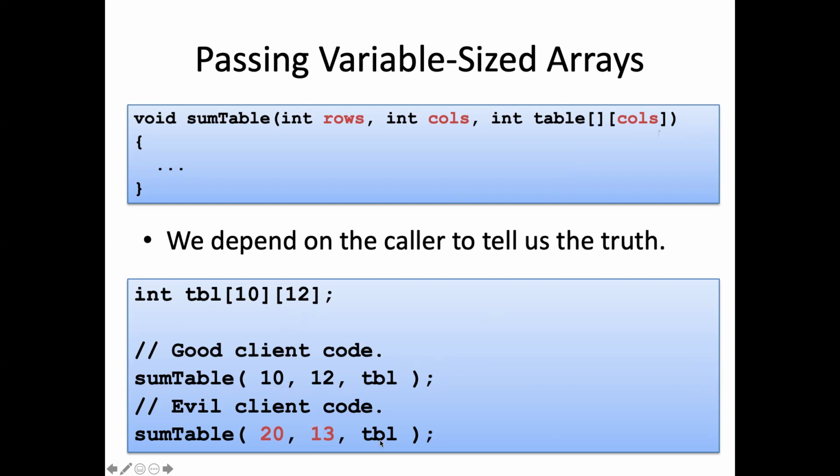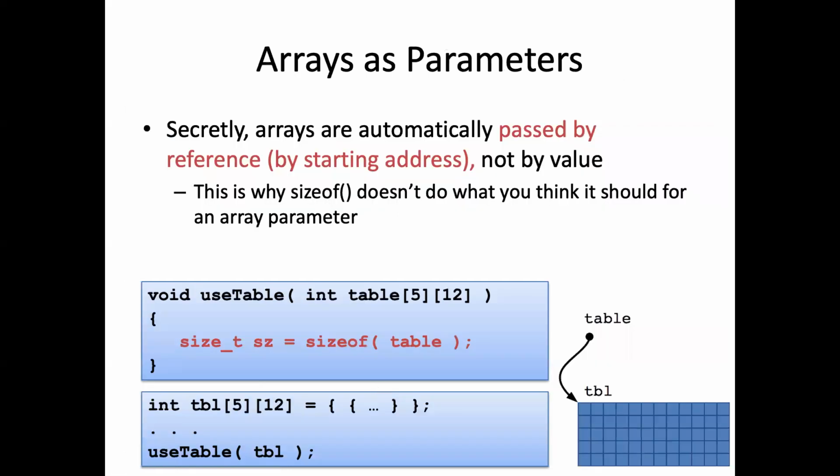It'll call the function, but probably I'm not going to get the behavior I want out of the function because it thinks it's got a table that's 13 elements wide, but I really made a table that's 12 elements wide. So this counts on the caller playing fair with the function. We already said this a little bit, but I'll try and make it clear.